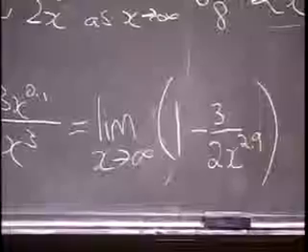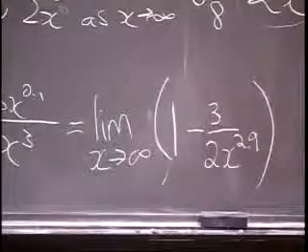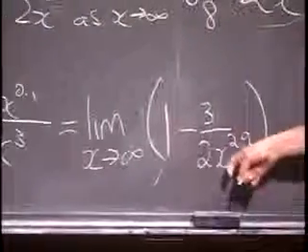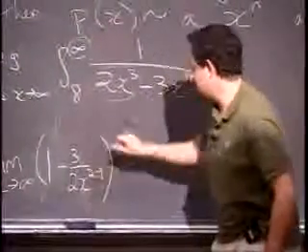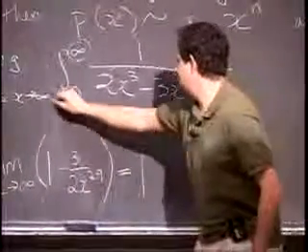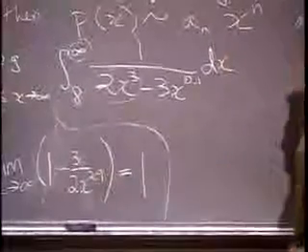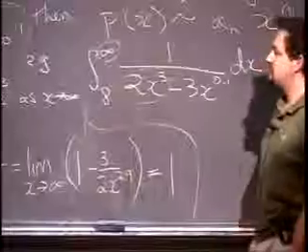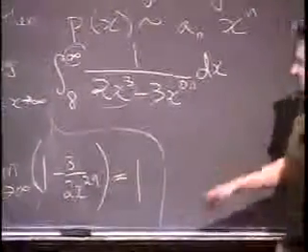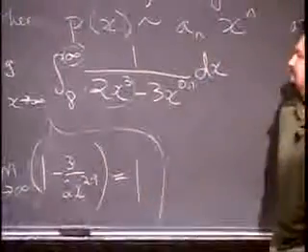1 minus 3 over 2x to the 2.9. The constants 3, 2, nothing matters. It's just that as x goes to infinity, this whole term goes to 0. And so that limit is 1. And if the limit of the ratio is 1, the two functions twiddle each other as x goes to whatever it is, and in this case, infinity.